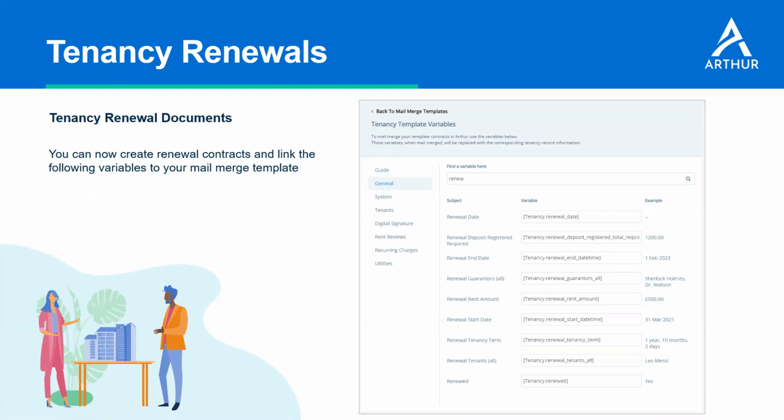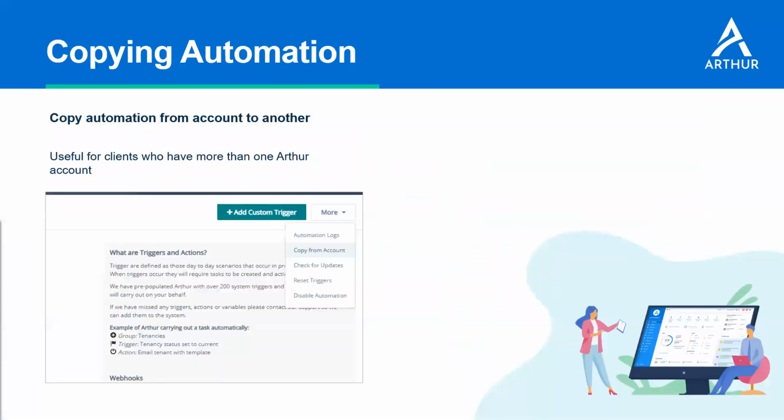Next section, we're going to talk a bit about the copy automation. So if I just move on to the next one, there you go. Copy automation. This is for clients who have more than one account on the system. Now, it's a very useful feature if, A, you have multiple accounts, and B, you've created a number of custom triggers and actions against your main account, and you want to copy it over into your second account or your third account.